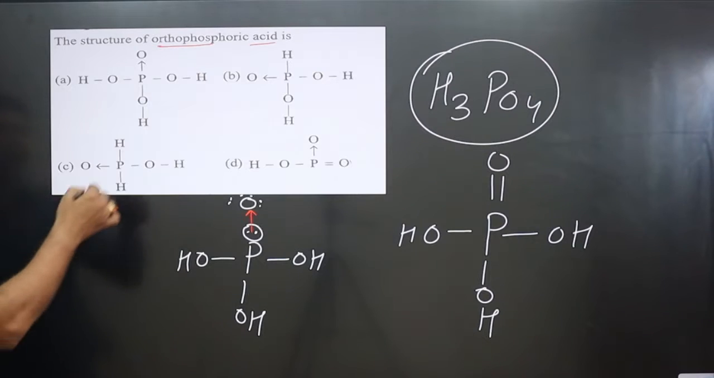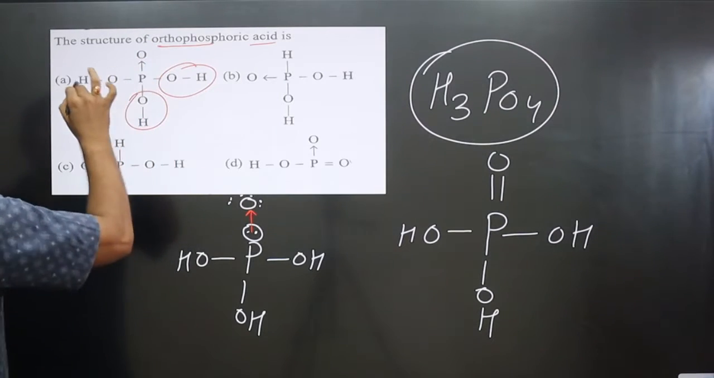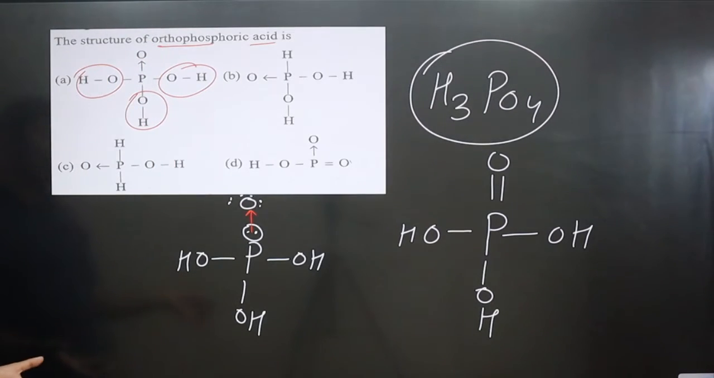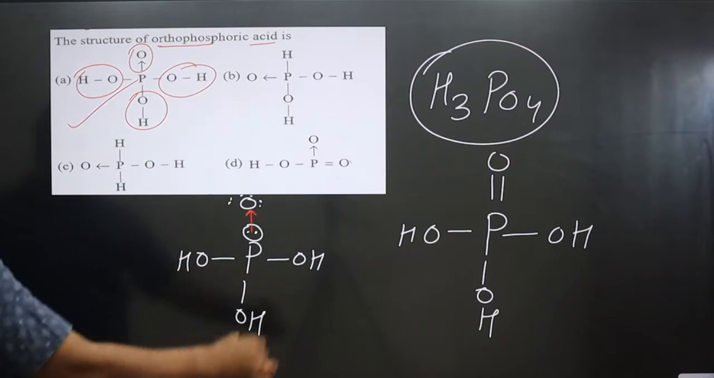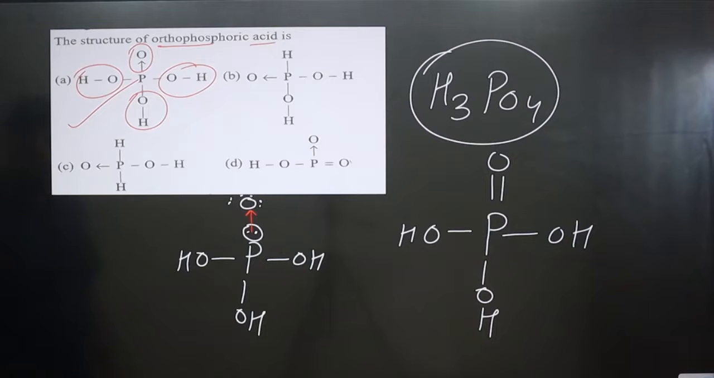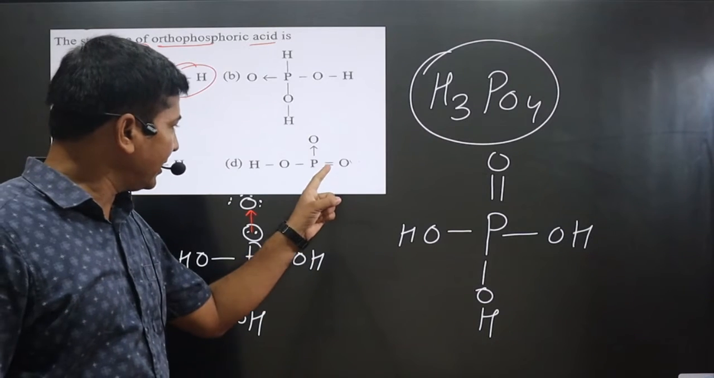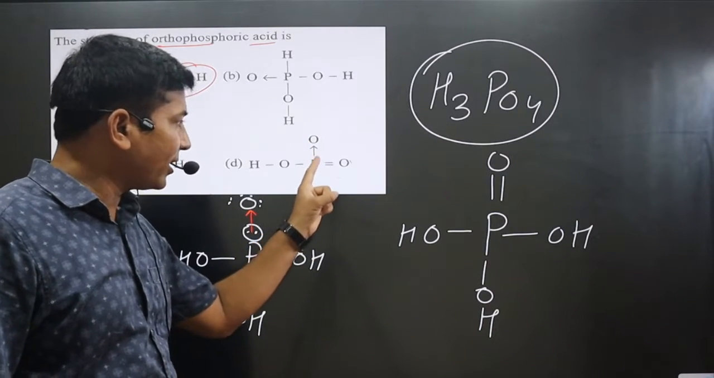We have OH, OH, OH single bonds. OH will always form a single bond. Then we have the coordinate bond. You can see we have the coordinate bond. Option A is correct. We can see we got a coordinate bond. There is no double bond. In this case, we can see we have a double bond, but the coordinate bond is also there.